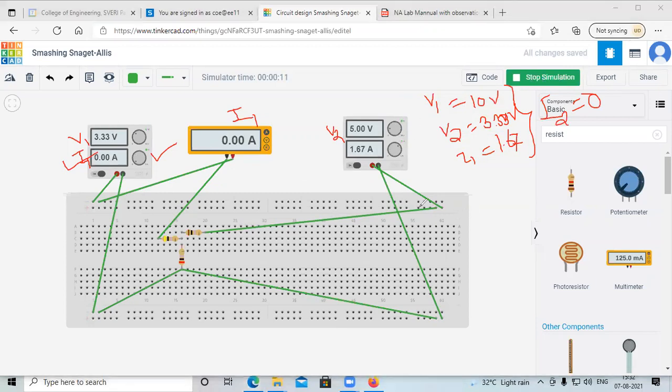That is the value of V1. V1 is equal to 3.33. Then V2 is equal to, here it is V2, it can be shown. That is 5 volt. And the value of I2 is shown in this meter. So I2 is equal to 1.67 when I1 is equal to 0.